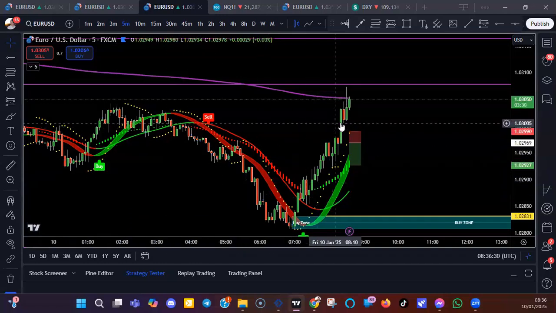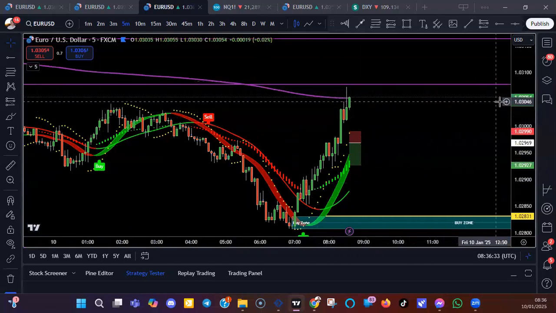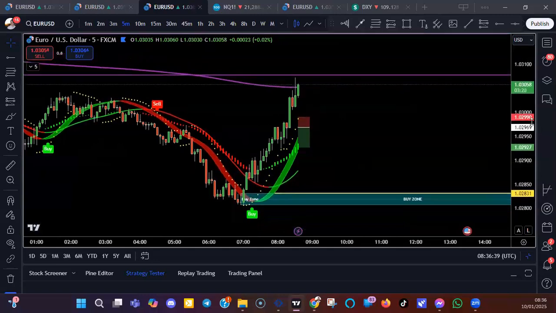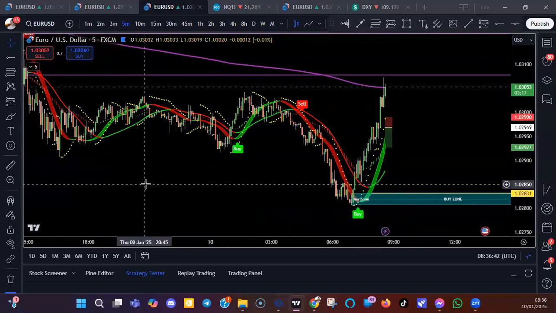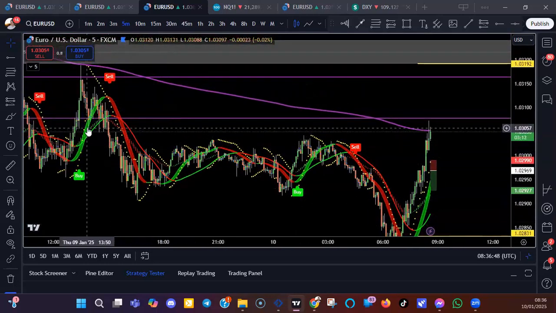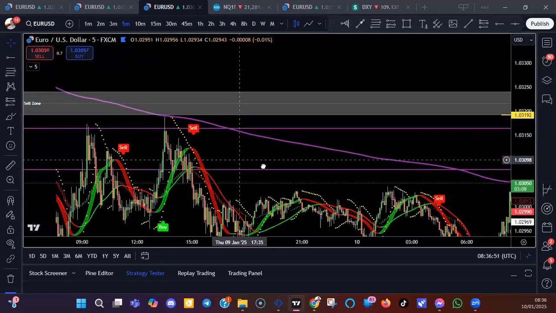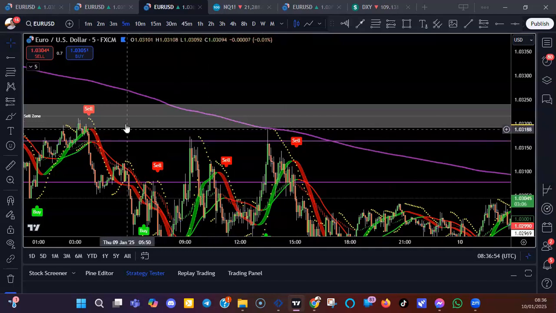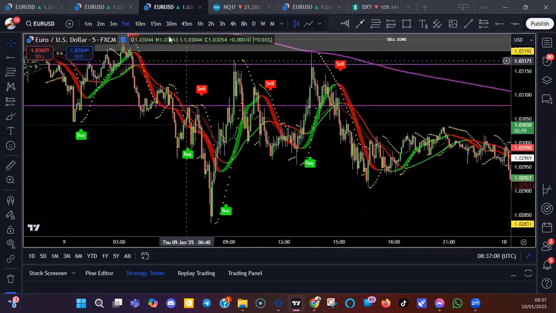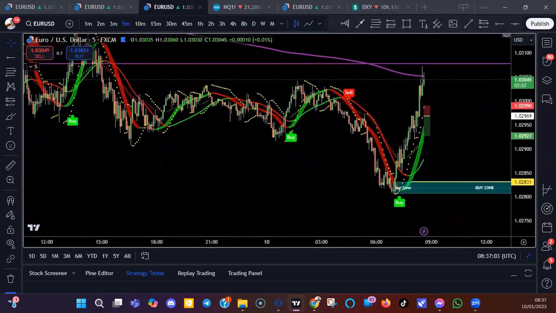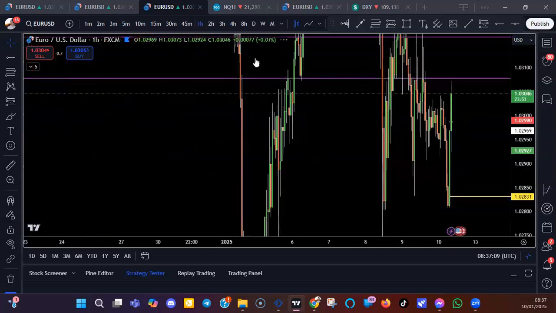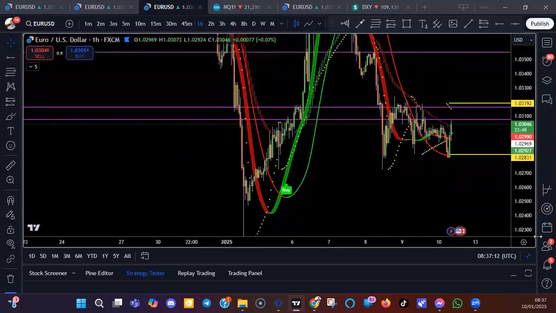Could be going up to revisit that line again. I'm on the 5 minute time frame. Can't see any imbalances here at all. Not until, oh, even up here. So let's look at the, could get a better picture on the hourly.